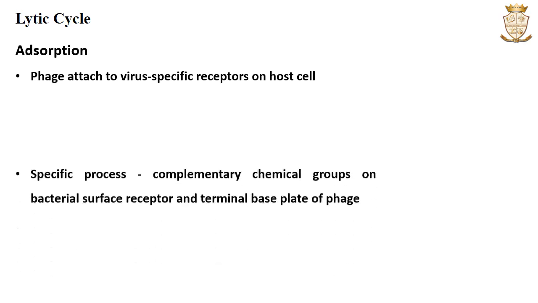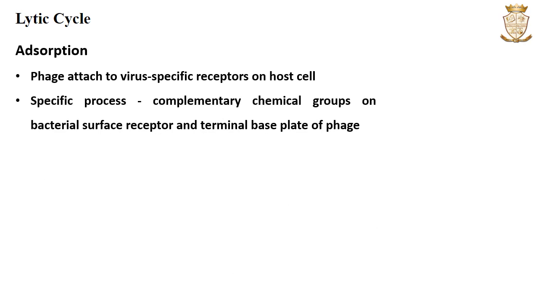Coming to the first stage in the lytic cycle, that is adsorption. Here the phage particles attach to virus-specific receptors on the host cell by their tail. This adsorption is a specific process and depends on the presence of complementary chemical groups. The complementary chemical groups present on the receptor sites on the bacterial surface and on the terminal base plate of the bacteriophage will interact specifically and lead to adsorption.